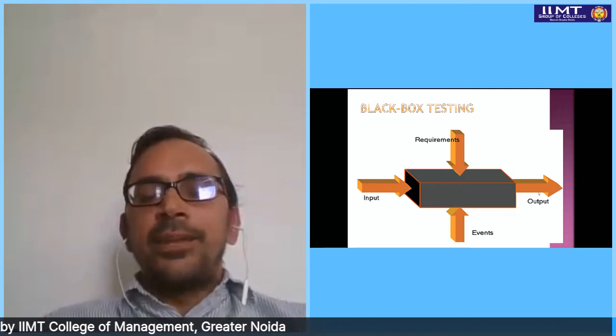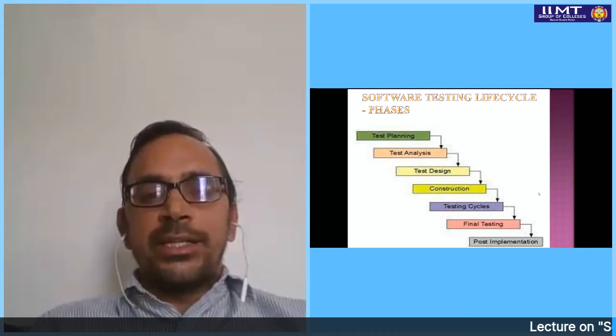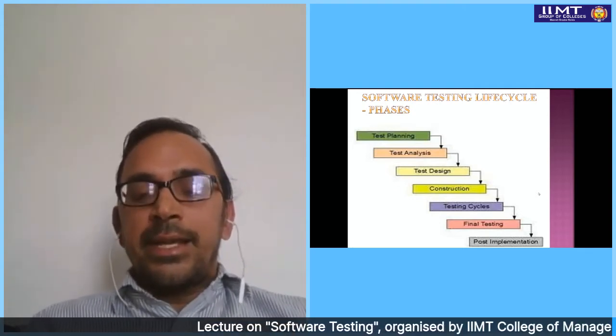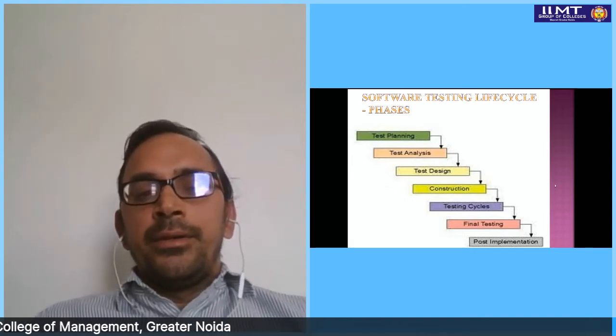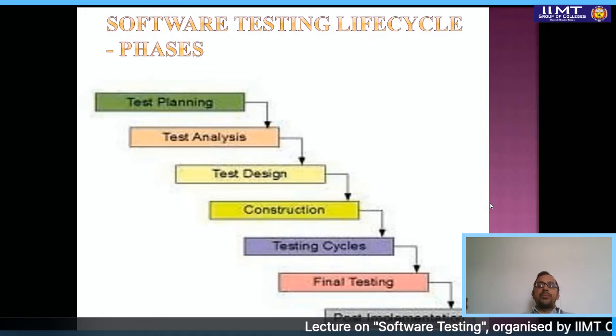There are certain phases followed in the software testing life cycle. The first one is test planning, then test analysis, test design, construction, test cycle, final testing, and implementation. The same applies to the SDLC. First, we plan the tests, preparing our test cases.